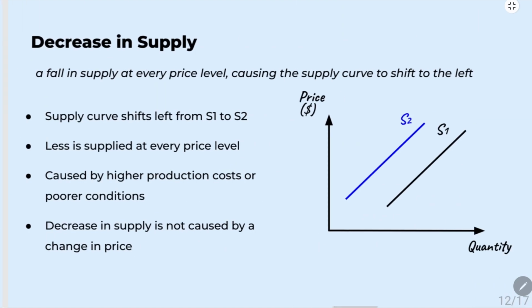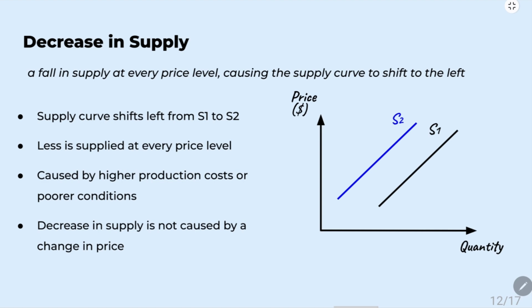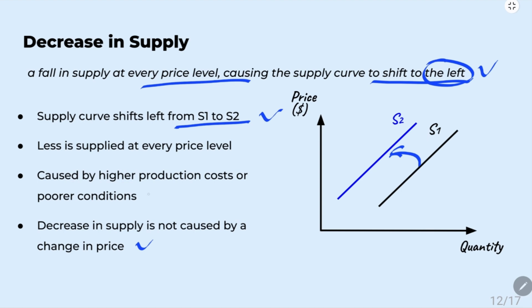A decrease in supply happens when producers are willing and able to supply fewer products at every price level. This causes the supply curve to shift to the left from S1 to S2. Again, this change is not caused by the product's own price. Instead, it happens because supply conditions become worse. For example, production costs may rise, taxes may increase, or bad weather may reduce agricultural output. As shown on the diagram, the supply curve shifts inward from S1 to S2. This means that at the same price level, firms now supply a smaller quantity than before.